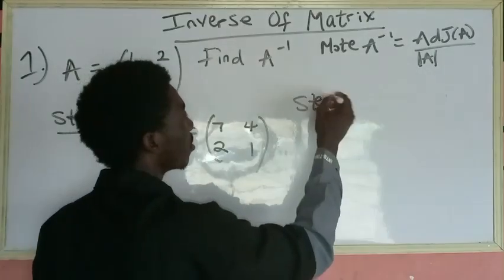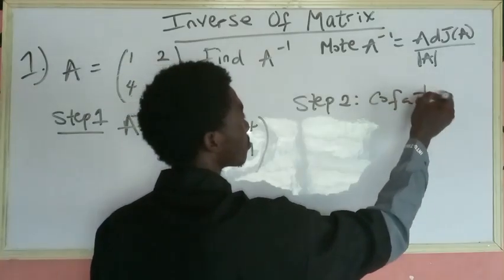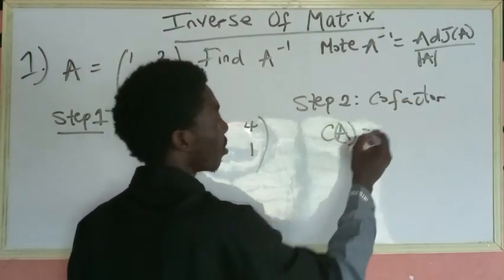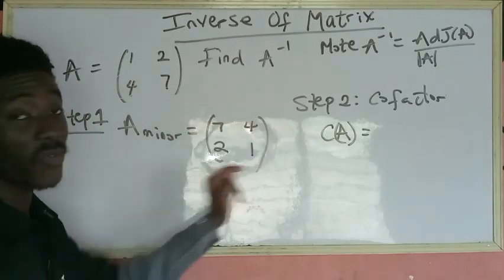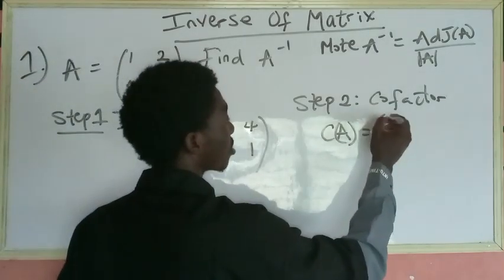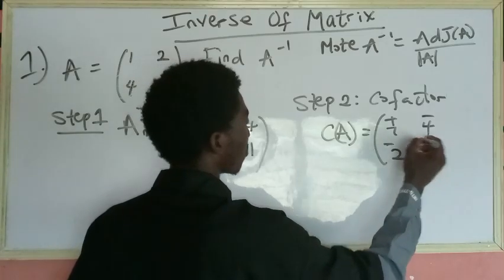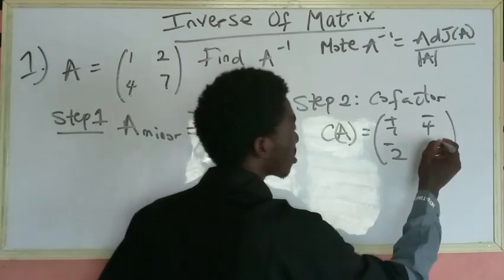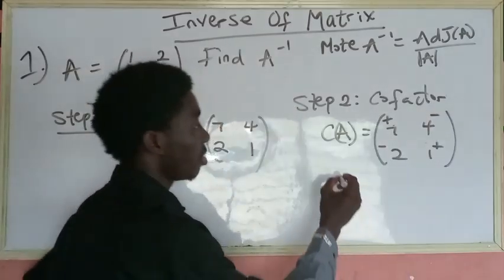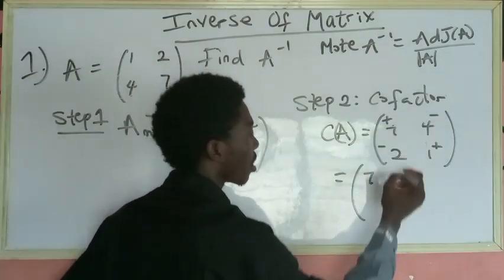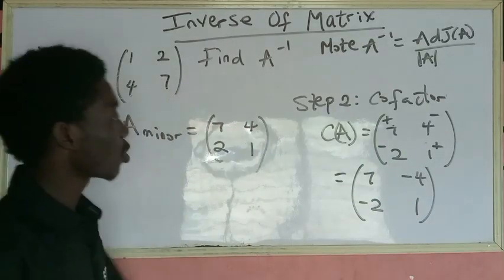Step 2 will be the cofactor. So the cofactor of A will be equal to plus and minus of the elements of this minor. That will be plus 7, minus 4, minus 2, and plus 1. Let me write the signs very small here. So here you have a plus 7, a minus 4, a minus 2, and a plus 1. So this will be my cofactor of matrix A.